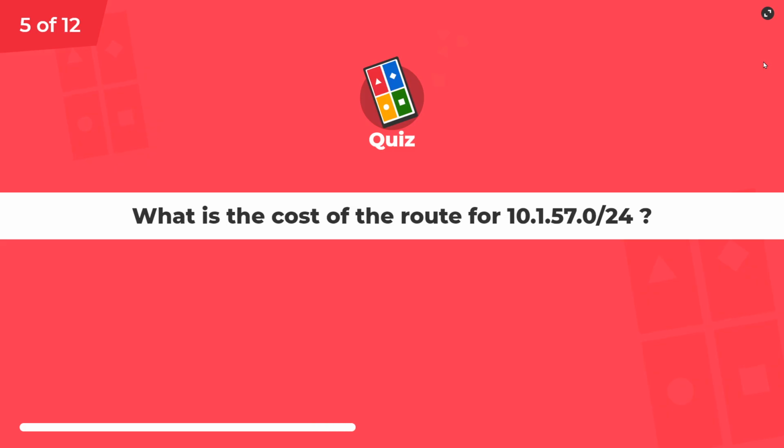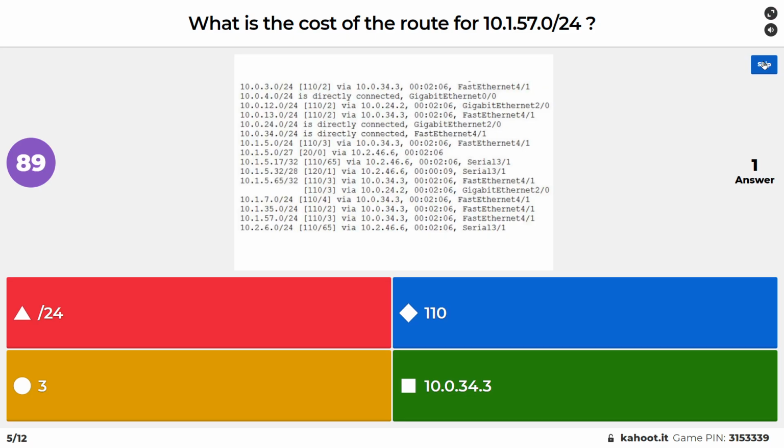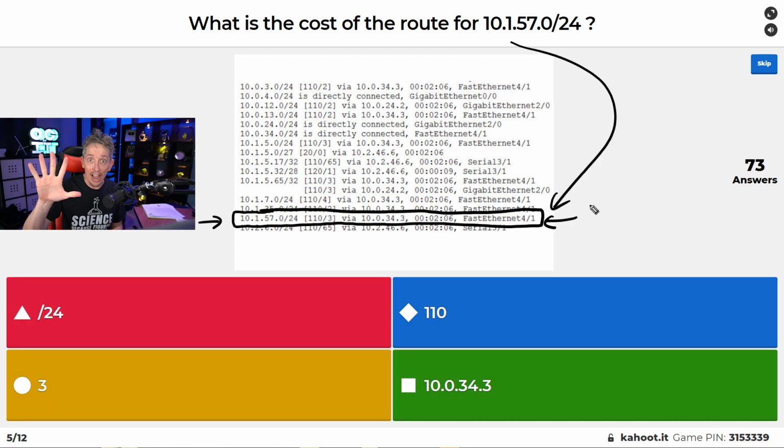Way to go. What is the cost of the route for 10.1.5.7? Now, that's the literal route. You don't need to figure out what route's going to be used. I'm just asking about that specific route.